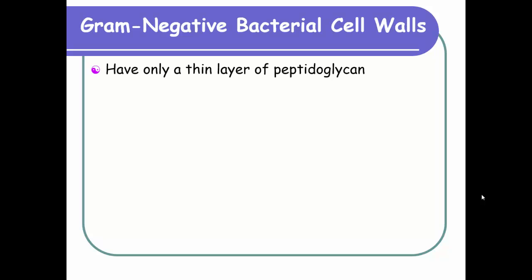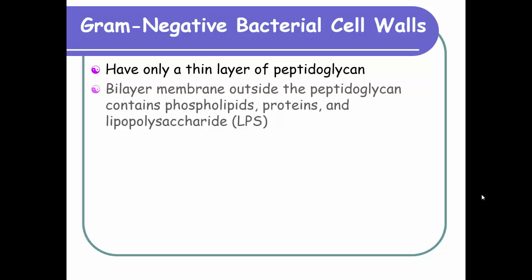Versus gram-negative bacterial cell walls that have only a thin layer of peptidoglycan. In fact, it's a single layer of peptidoglycan. What we also have on top of that is a bilayer membrane of phospholipids that will also contain proteins and lipopolysaccharides and other carbohydrates. So in the gram-negative, you have an outer phospholipid membrane, the single layer peptidoglycan, and then the bilayer of phospholipids that form the cell membrane.